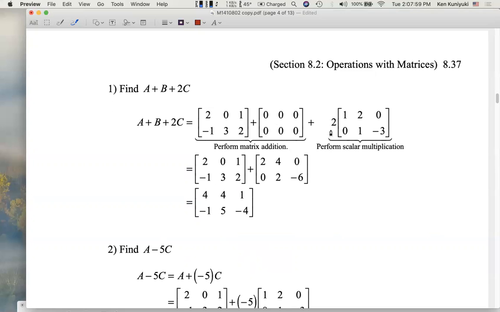Over here, when you take twice a matrix, you multiply each of the entries by the 2. You double each entry. So you get 2, 4, 0, 0, 2, negative 6. When you add these matrices, add the entries in corresponding positions. 2 plus 2 is 4. 0 plus 4 is 4. 1 plus 0 is 1. Negative 1 plus 0 is negative 1. 3 plus 2 is 5. And 2 plus negative 6 is negative 4. There you go.